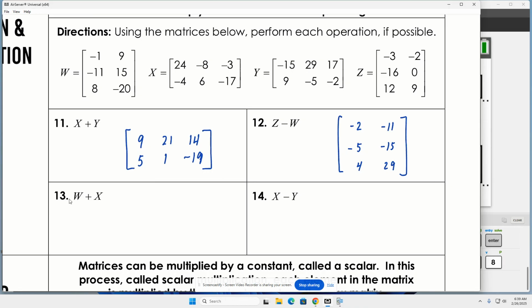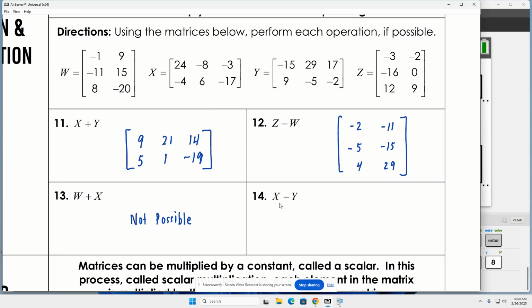Now look at this one. This one wants to take W and add X. Now if you went to your calculator and you tried to do that, you're going to plug all that in just to see that it's not possible. Okay? Remember, when it comes to adding and subtracting, you can only add and subtract matrices that have the exact same dimensions. So please remember this.